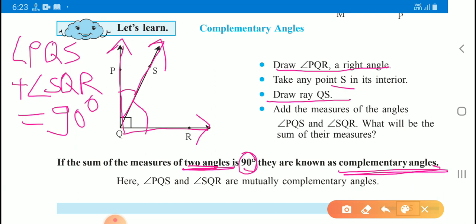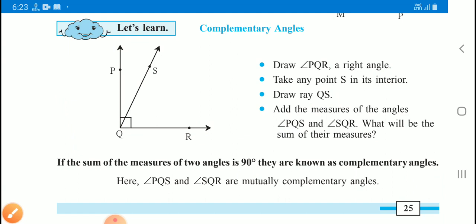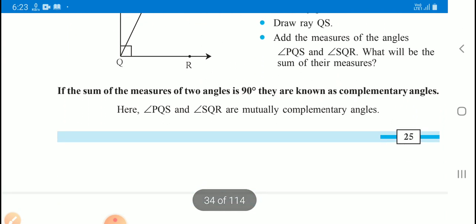What will be the sum of their measures? The sum of their measures is 90 degrees. So angle PQS and angle SQR are known as complementary angles of each other. Here angle PQS and angle SQR are mutually complementary angles. Mutually means, look, we included these angles in only one angle, that is angle PQR.